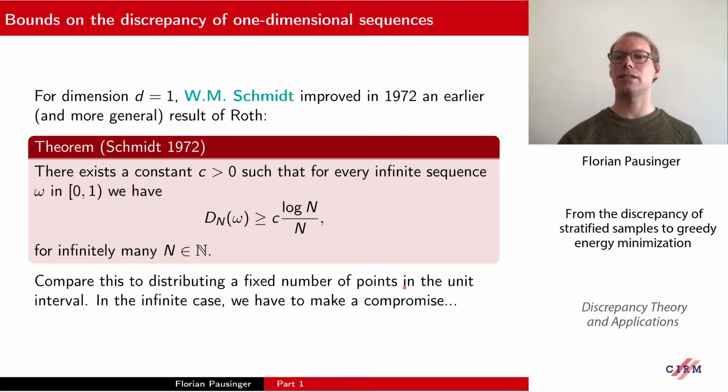So this classical result was shown by Schmidt, and it basically says that there exists a positive constant c, such that for every infinite sequence, the discrepancy can be lower bounded by a constant times log n over n for infinitely many n. So there will always be a situation in which the discrepancy is strictly worse than 1 over n.